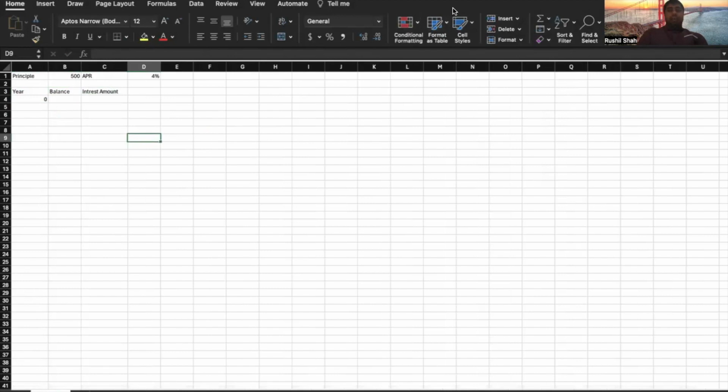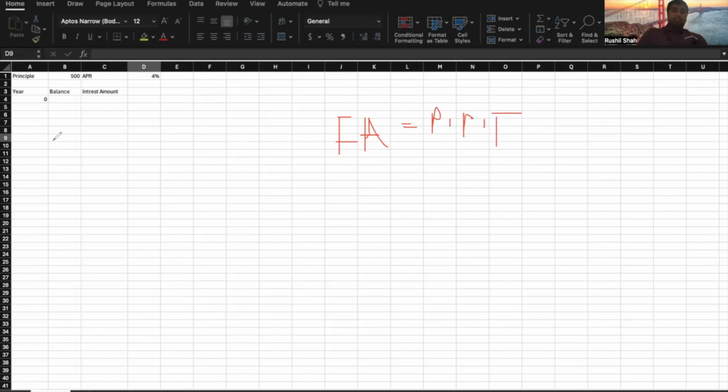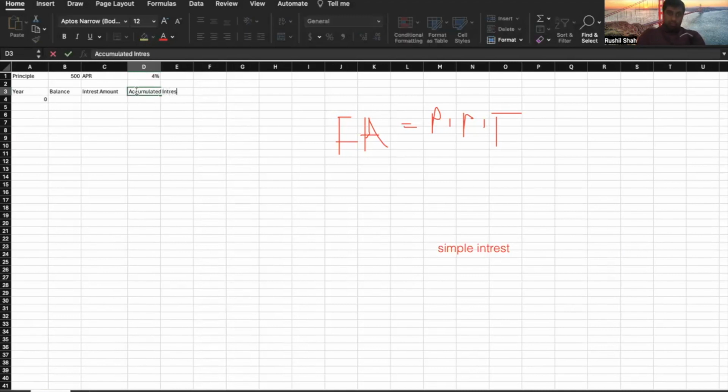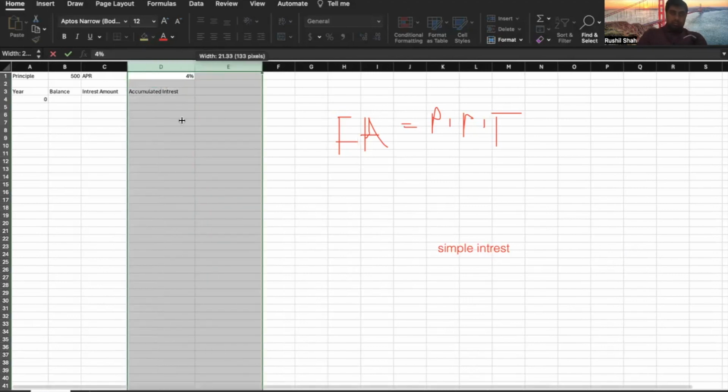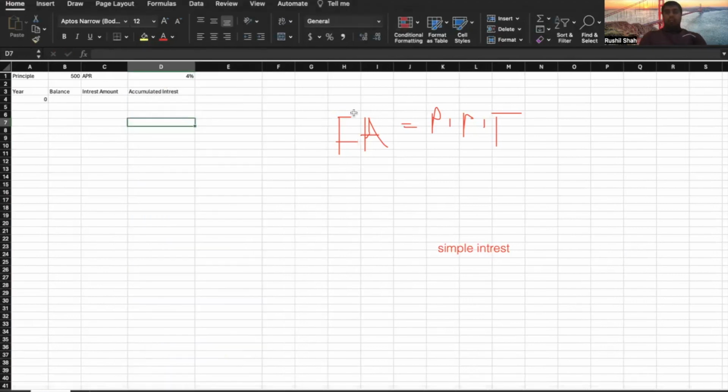The interest amount is the principal times rate times time, and this is also known as the simple interest. And then I'm going to add the accumulative interest here. So yes, this is what's called the simple interest.